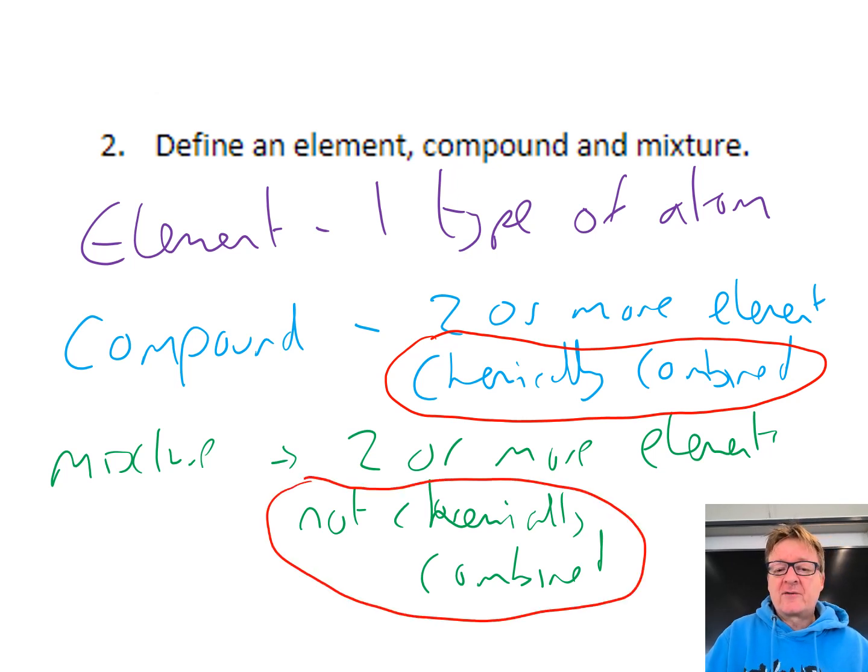Right, so what you could have is a class where I say everybody hold hands with somebody, and hold hands as tight as you possibly can. That is being chemically combined, they're hard to split up. If you've got a mixture, everybody's individual, and I could separate the class very, very easily.